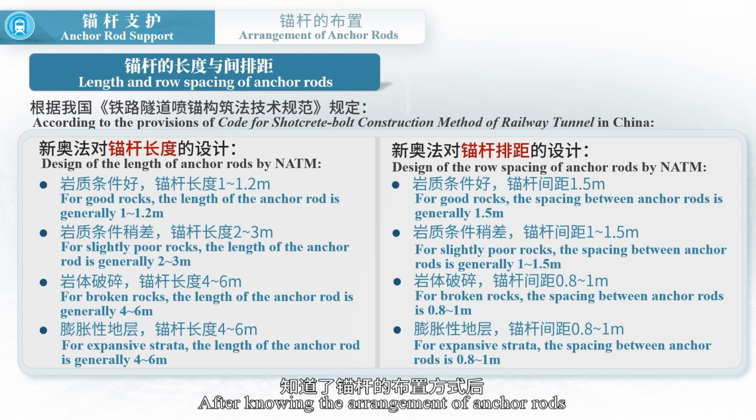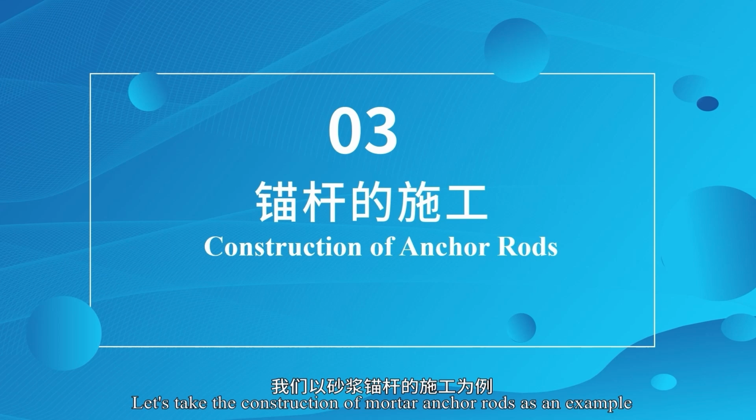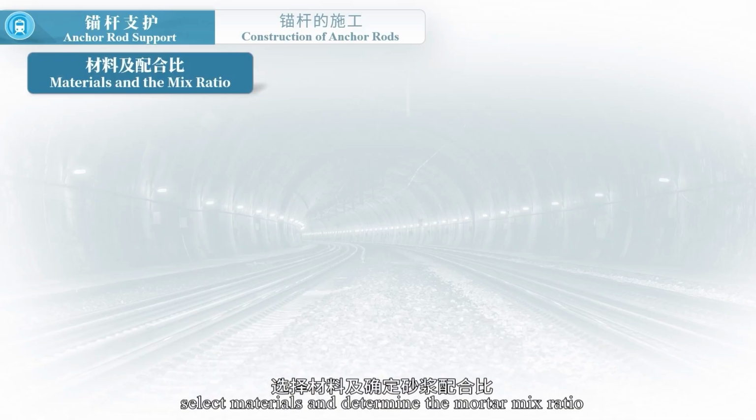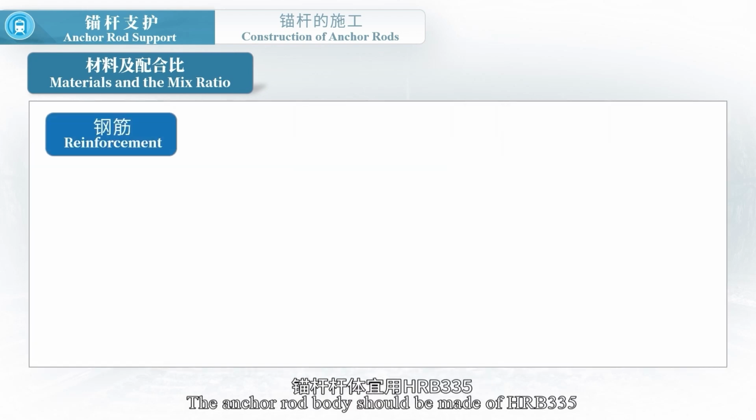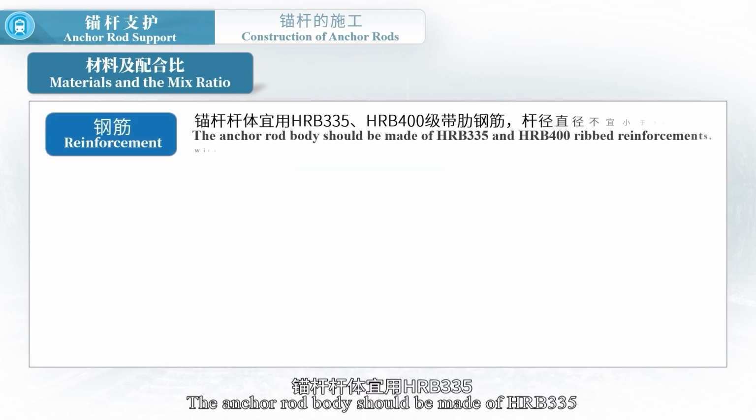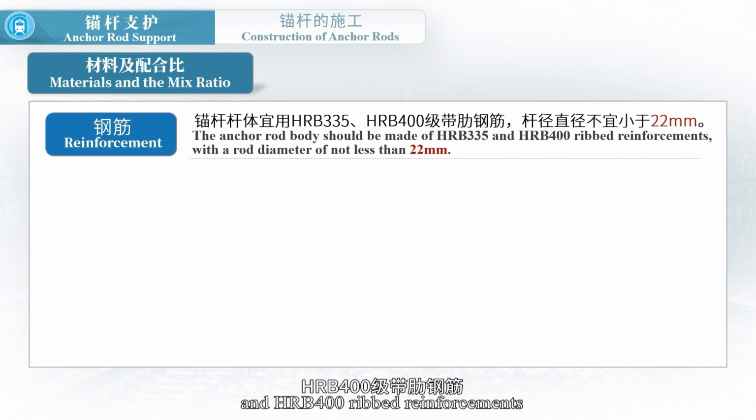After knowing the arrangement of anchor rods, how do we carry out anchor rod construction? Let's take the construction of mortar anchor rods as an example. First, select materials and determine the mortar mix ratio. The anchor rod body should be made of HRB 335 and HRB 400 ribbed reinforcements, with a rod diameter of not less than 22 millimeters. It shall be straight, free of rust and grease before use.